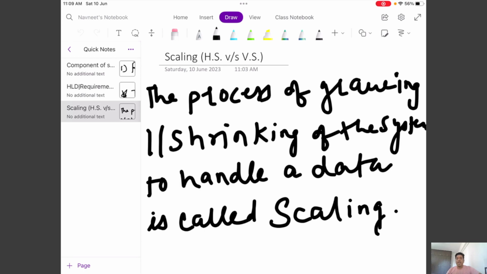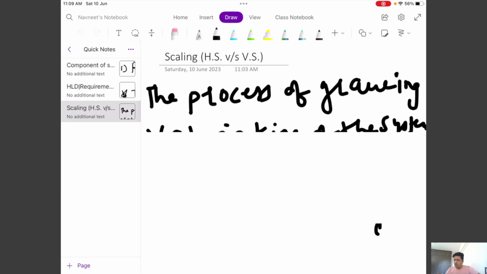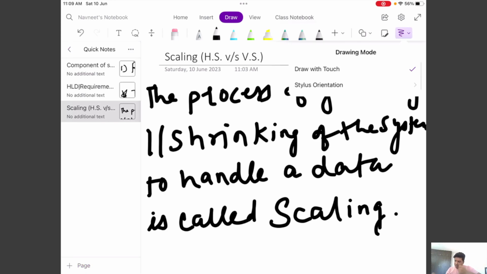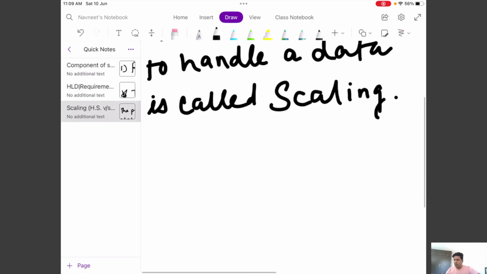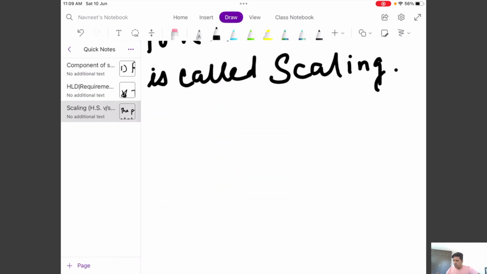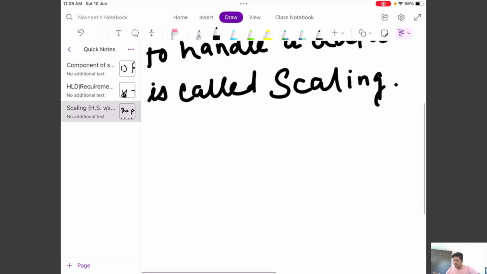For that, they have to have some kind of mechanism to handle that kind of data, right? So scaling is nothing but a concept. By using those concepts, we can handle our data very efficiently. So that is called scaling. Now, what kind of scaling is there? There are two types of scaling.